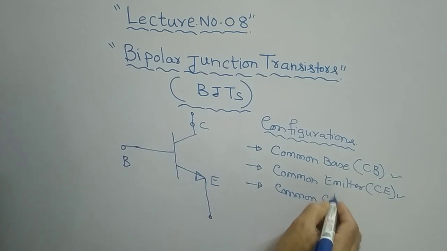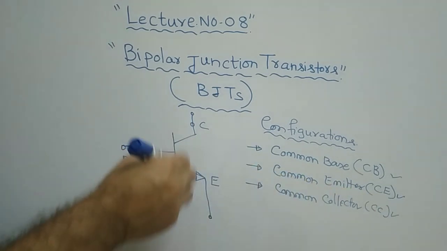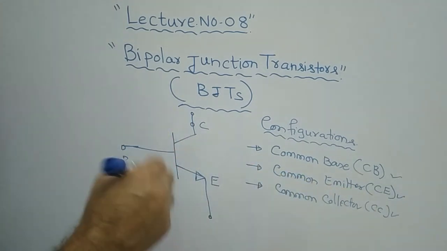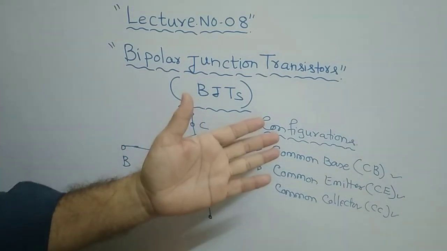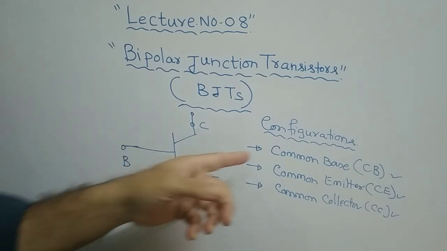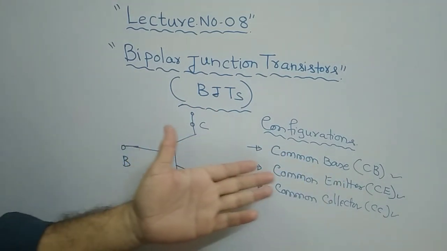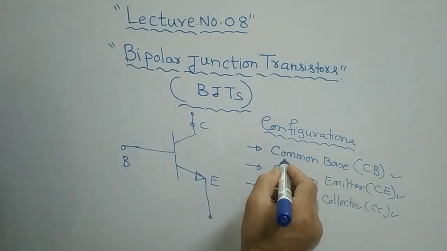The common collector, CC configuration. So these transistors can be configured in any of these three configurations. Either you can connect it in common base configuration, or otherwise common emitter configuration, or common collector configuration, right?